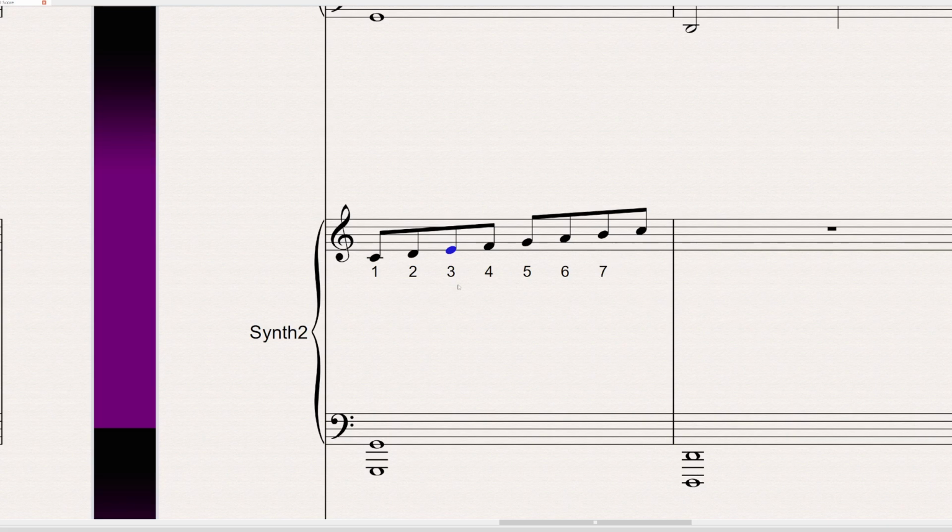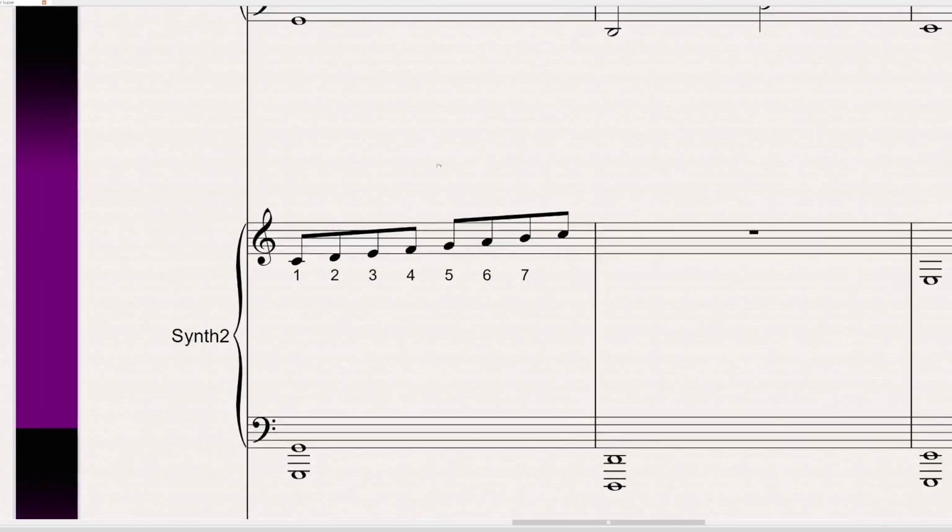So like E, it's the third note of C major. F, it's the fourth note of C major. C, it's the first note of C major. There is no eighth note of C major because C and C are the same note. So whatever octave a note is in, it's still that scale degree. If I move D up an octave, this is still scale degree 2. Every single D is scale degree 2 in C major.